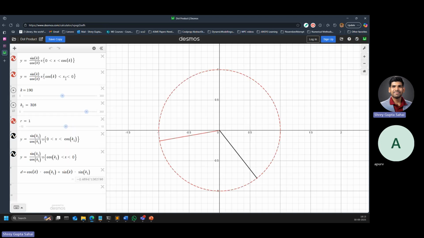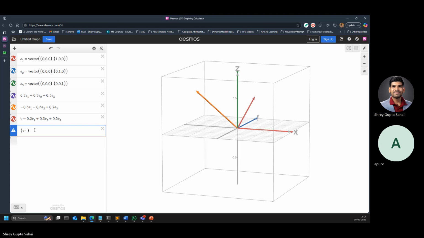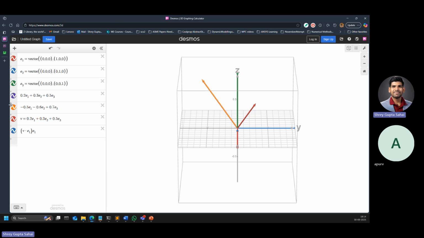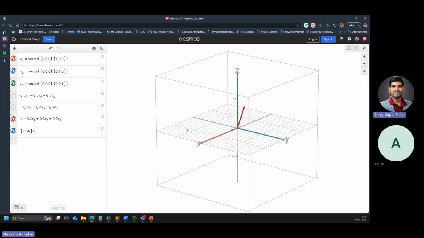I think it must be there. No, try. Does this work? E dot E1. Okay, it works. And then E1. Yeah. So let's visualize V1 first, and then let's see what is going on.